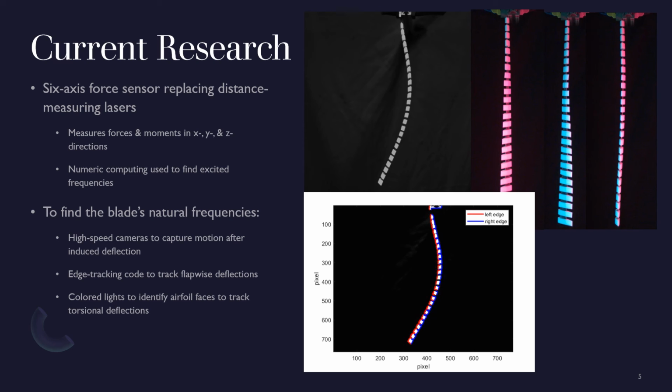To track motion in the torsional direction, colored lights were added to the setup. A green light was pointed at one face of the airfoils, and a red light aimed at the other. Thus, when torsional deflections were induced, the trailing edge of the model blade was clearly defined as the split between the green and red faces. This enables not just easy visual analysis, but the ability to write a code that can differentiate between each face and lead to the calculation of the blade's torsional modes.